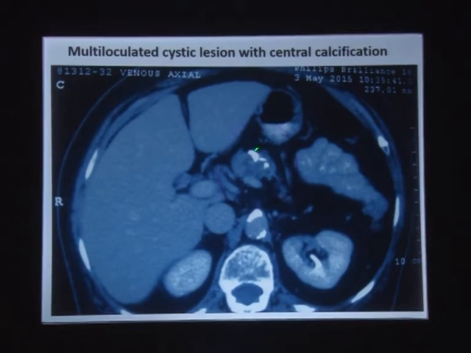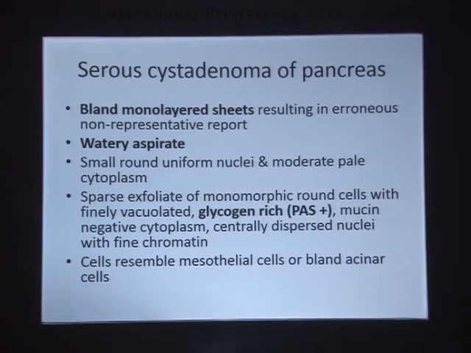This tumor was in the head of pancreas. It had that typical multicystic or honeycombed type of appearance, with little calcification. So then we could render a diagnosis of serous cyst adenoma. These serous cyst adenomas classically show bland monolayered sheets, watery aspirate, and the cytoplasm is glycogen rich.